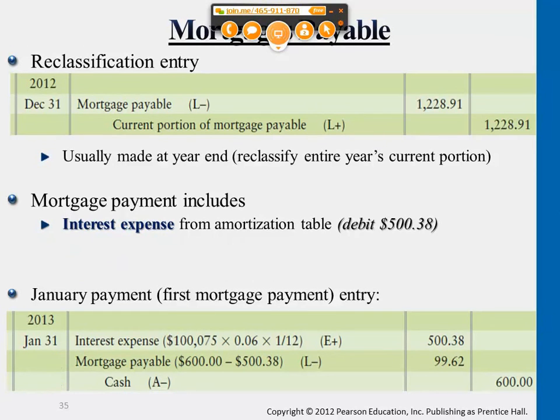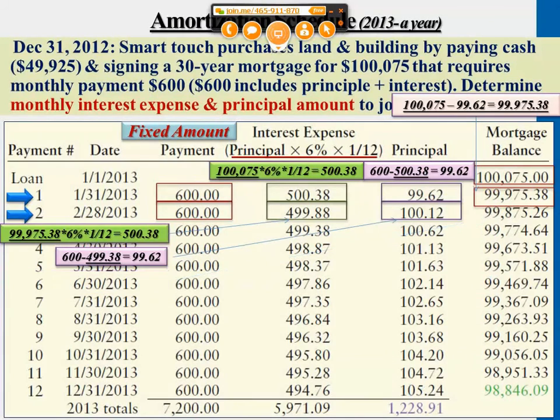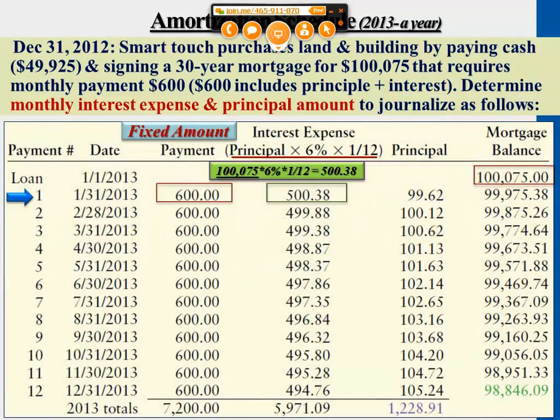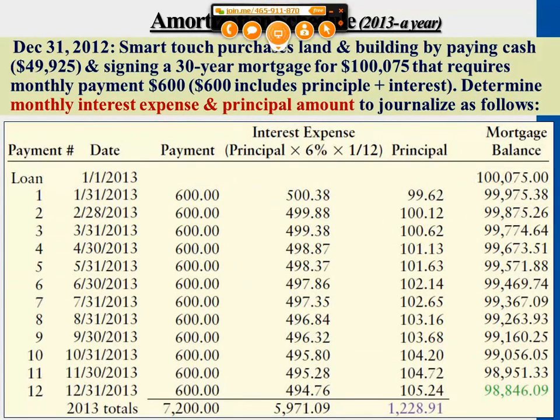Okay, let me go back to that table again. I'm going to guide you through this once again. This is a little bit more complicated than notes. On the right-hand side, the first line is the total amount that you borrowed, the mortgage payable balance. The fixed amount will be given to you, $600 will be paid on a monthly basis. We need to calculate interest expense and principal amount, meaning we break down that $600 into a part that you're paying that really belongs to the mortgage balance, and a part that is accumulated based on the amount that you borrowed, interest.